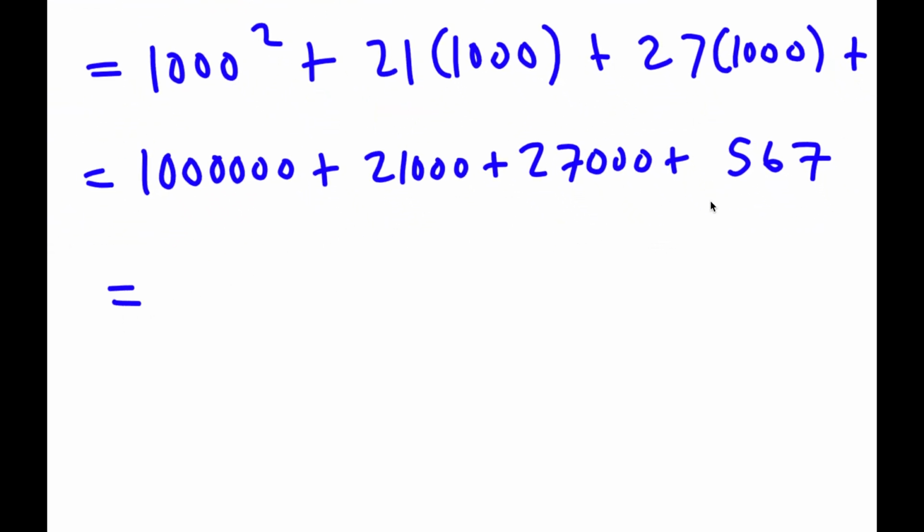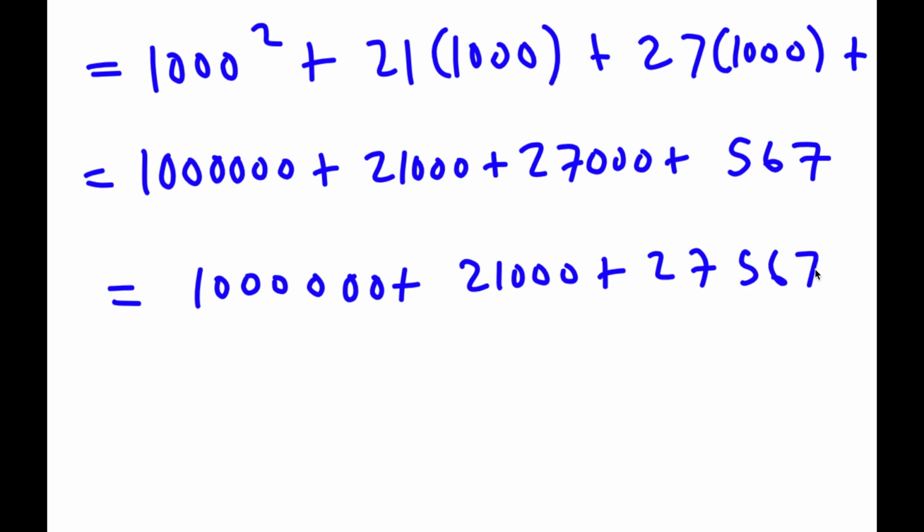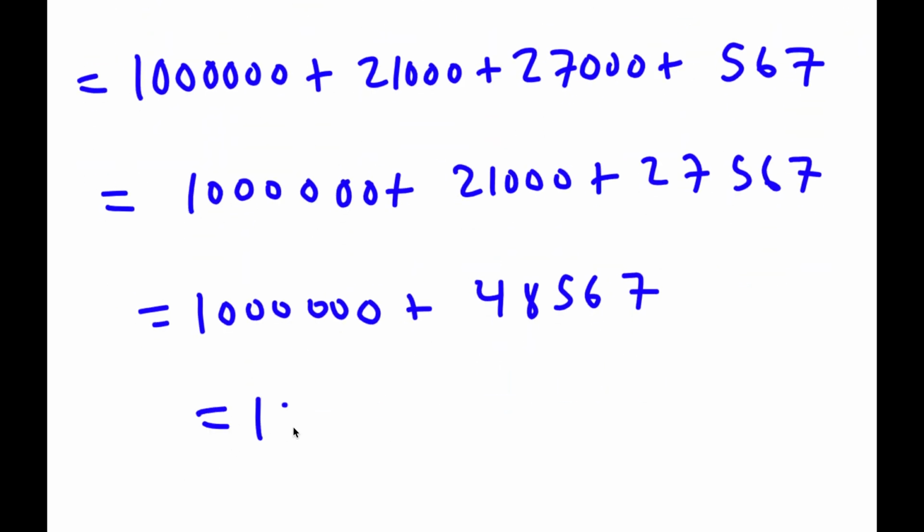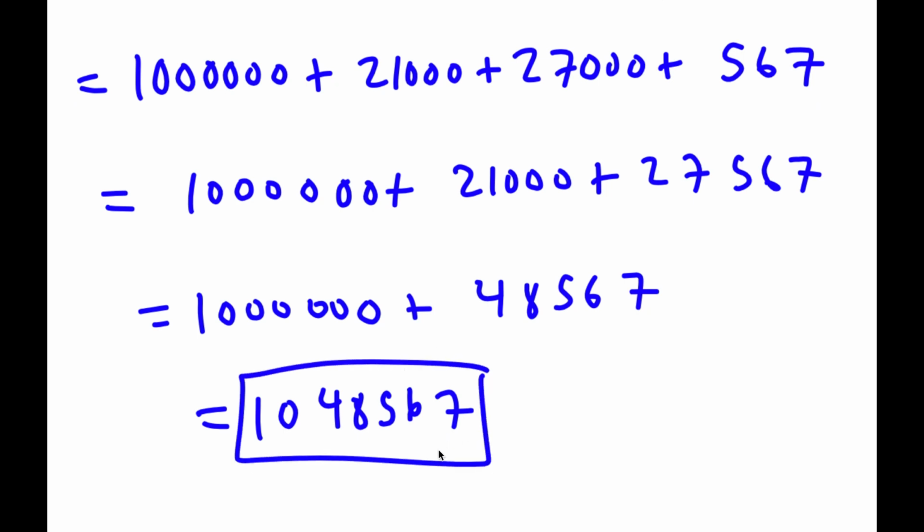So now all there's left to do is add all of these up. So I'm going to start from the ends to the beginning. So 567 plus 27,000, that's going to be 27,567. And now this plus 21,000, that's going to be 48,567. And now this plus 1 million, that's 1,048,567. So that is my answer.